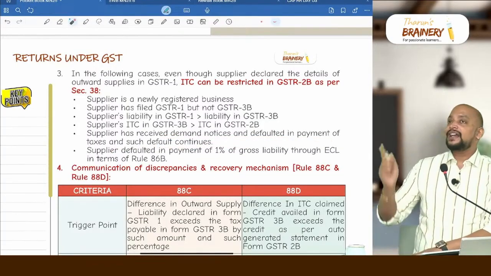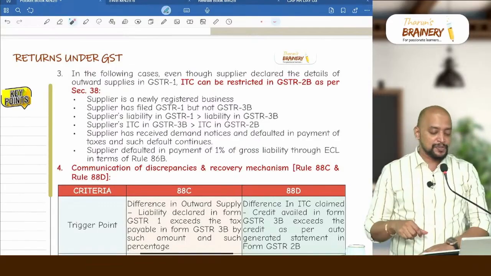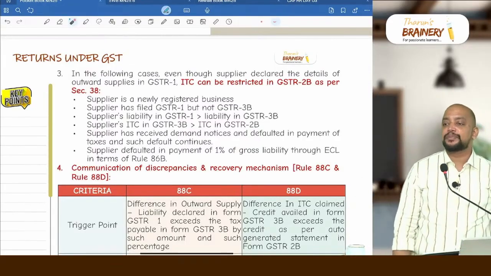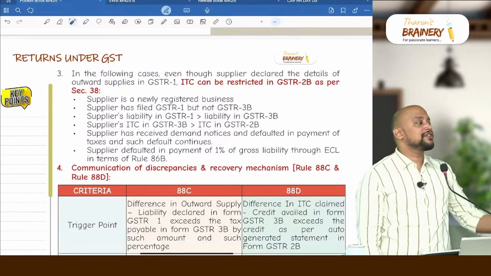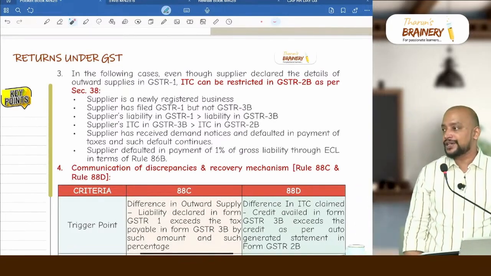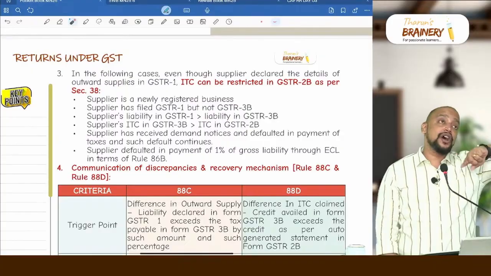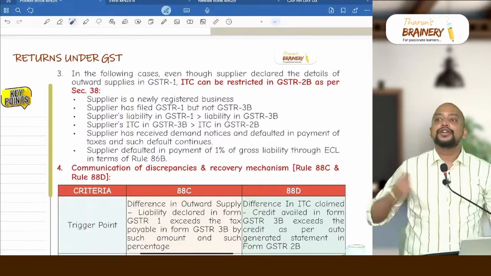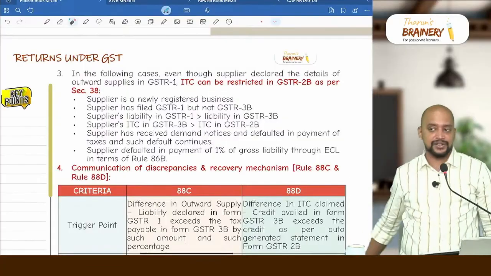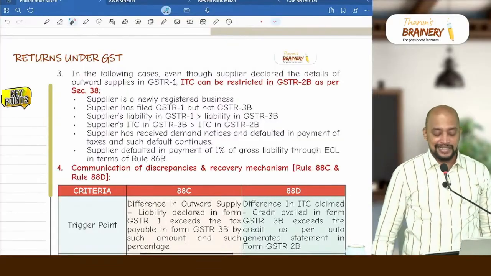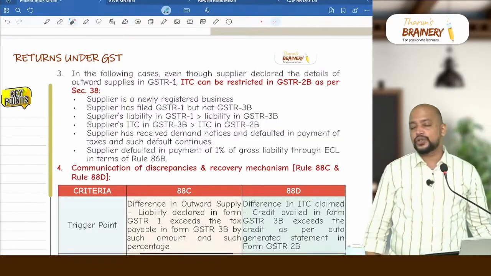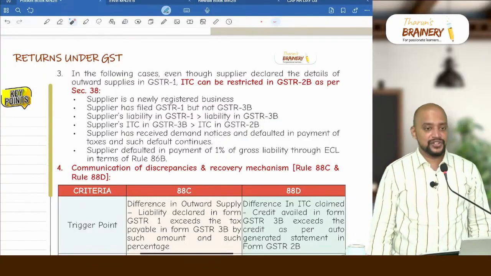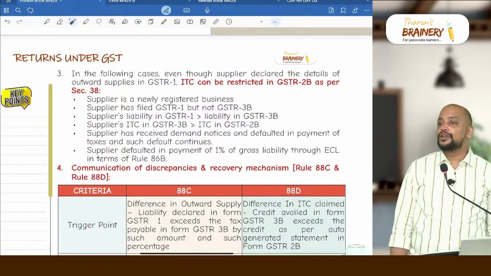And there is one provision called Rule 86B, which says that every person whose taxable turnover exceeds 50 lakhs in a particular month should pay 1% of their liability through the electronic cash ledger. If that supplier has not fulfilled that payment of 1% of liability through the cash ledger, and you have made a purchase from such a supplier, you will not be able to take ITC. So these are the 6 situations where even though your supplier has reported details in GSTR 1, you will not be able to take ITC.